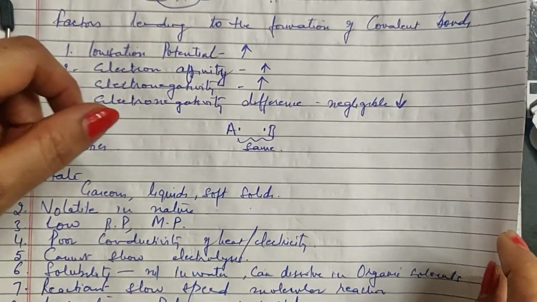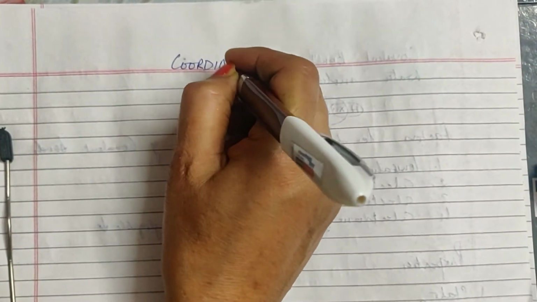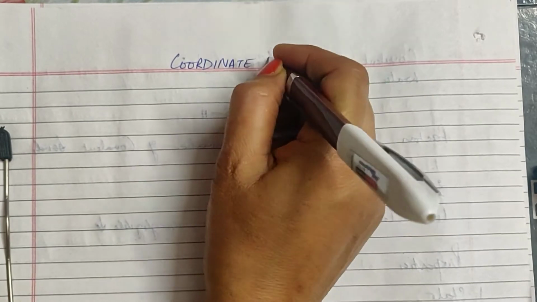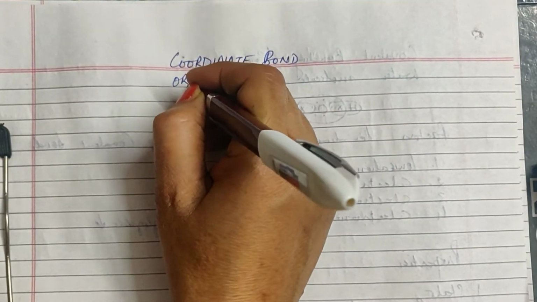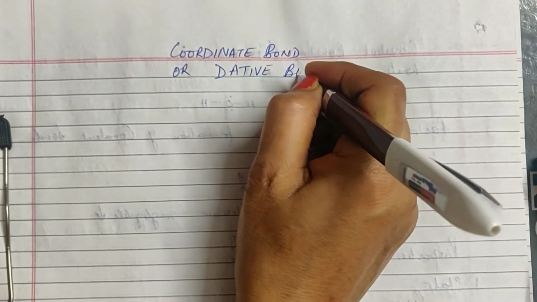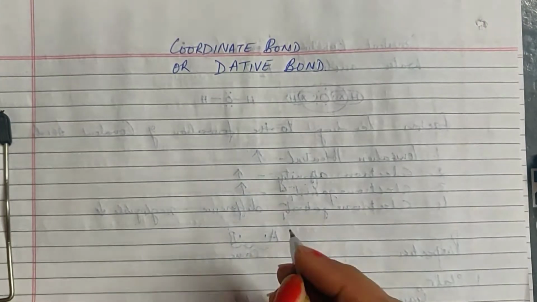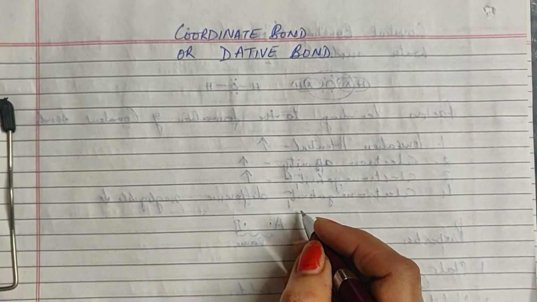Now today we are going to study a very interesting type of bond, which is known as a coordinate bond, which is also known as dative bond. It is also called dative bond. Now this is also a special kind of covalent bond.